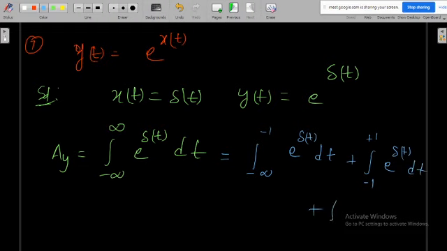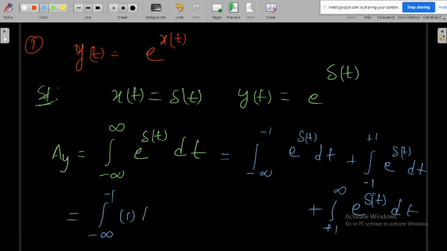Again, we do not need the exact answer, but we need to know whether the final answer is finite or infinite. That is most important. Then what is the behavior of delta t in this time range? Definitely delta of a negative number is 0, that means e power 0, and e power 0 is 1.